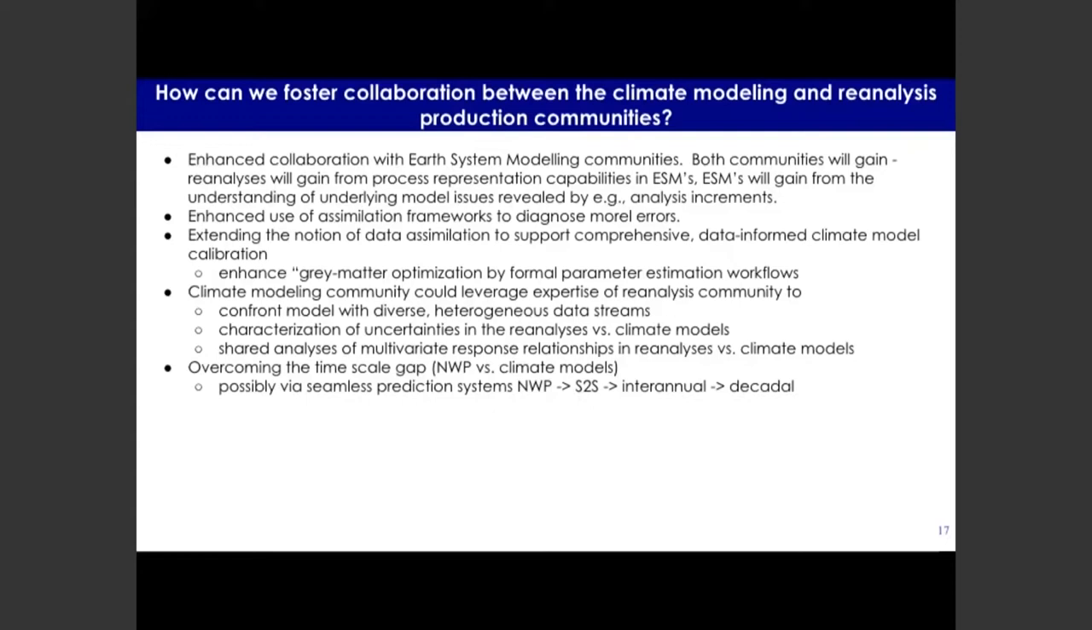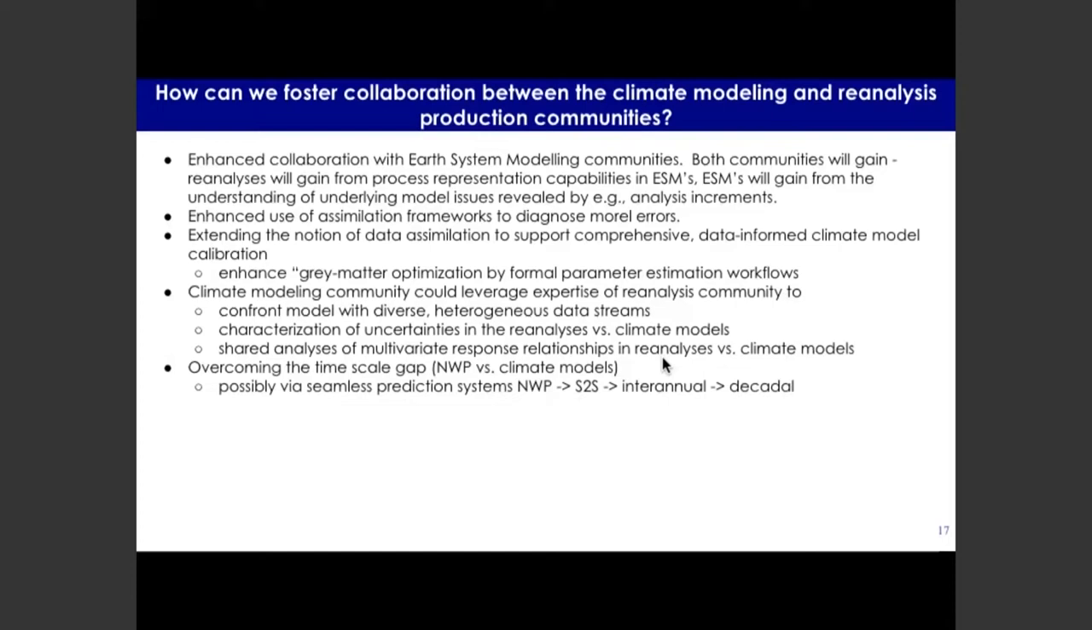The enhanced use of assimilation frameworks for diagnosing model errors is a related topic, as is extending the notion of data assimilation to support comprehensive and data-informed climate model calibration. This moves from a gray matter optimization by an individual who knows the model well towards more formal frameworks for parameter estimation. And the climate modeling community might also benefit from the expertise of the reanalysis community in confronting the model with diverse and heterogeneous data streams.